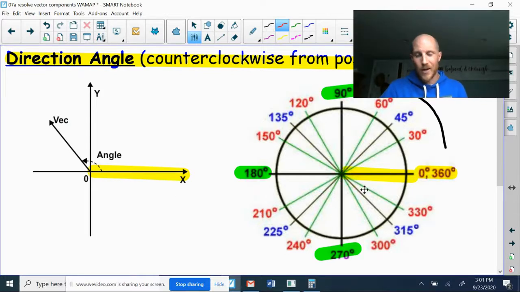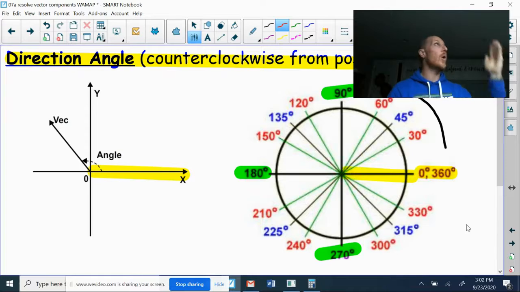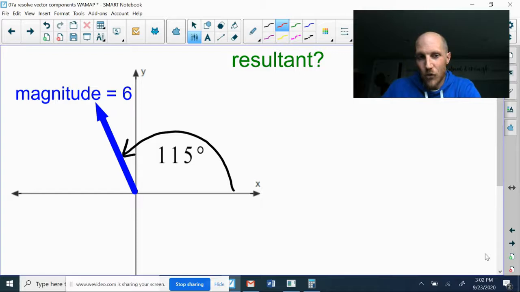So here's a little illustration that gives us some of the more commonly used angles. In green here, the angles I just highlighted, those quadrantal angles, are every 90 degrees. Okay, so then that goes into your notes. Those three things need to go into your notes: the two formulas to find the x component and the y component, and the direction angle. You have to start at the positive side of the x-axis and rotate counterclockwise.